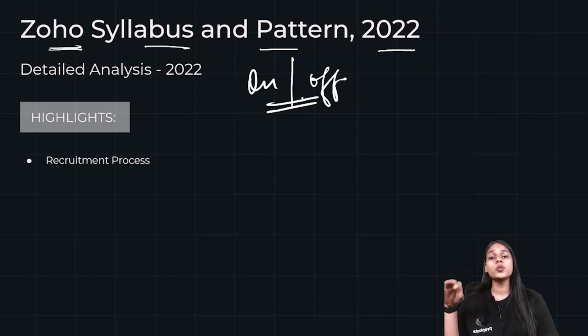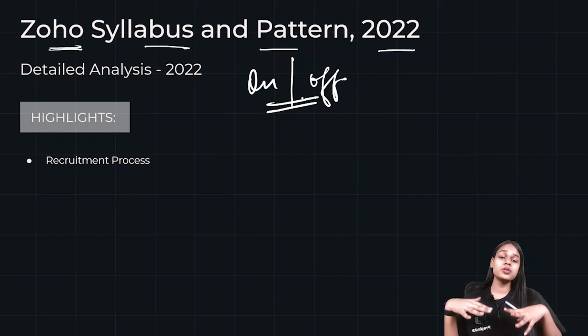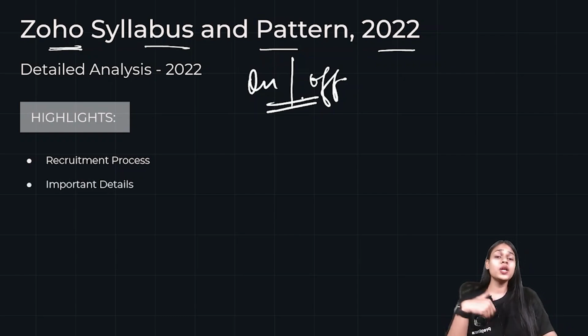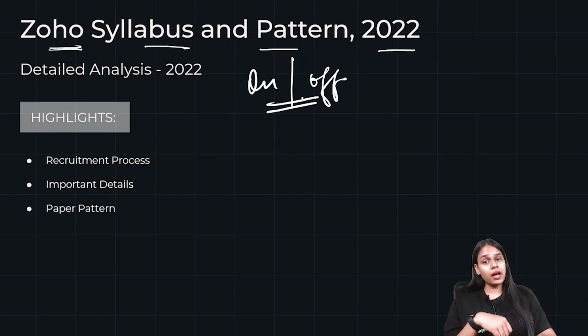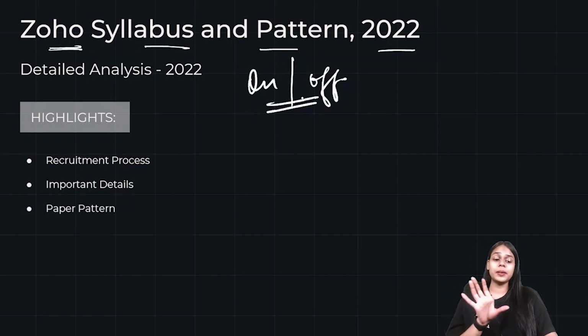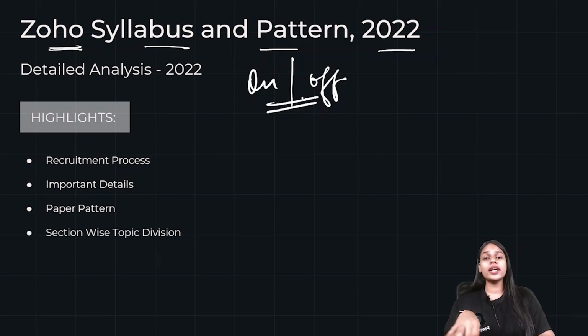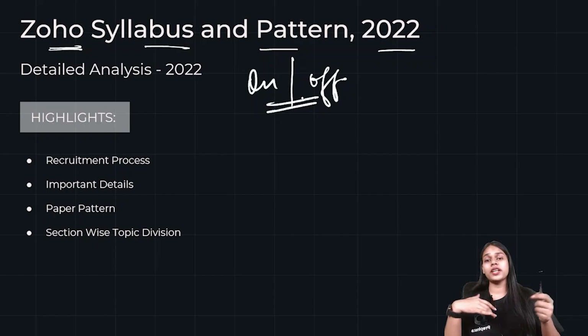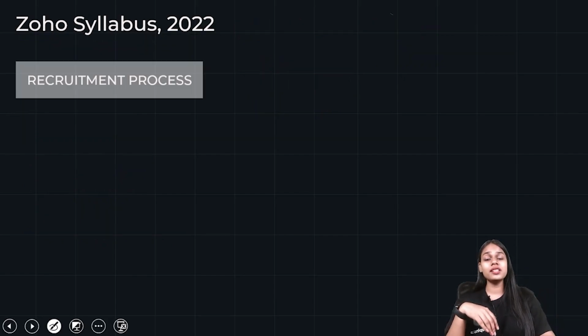So the first is the recruitment process. We are going to discuss the recruitment process in a very short way, because the recruitment process for Zoho is a little complicated, so we need to discuss that before we move on towards the syllabus. Then we have the important details that are very, very important for you to know if you are sitting for Zoho examinations. Then we have the paper pattern. Like we told, we are going to discuss the exact syllabus and the paper pattern for Zoho, and then the section-wise topic division of each of the sections. So we have the recruitment process in brief, important details, paper pattern and syllabus, and then the section-wise topic division. So let's move towards the recruitment process.